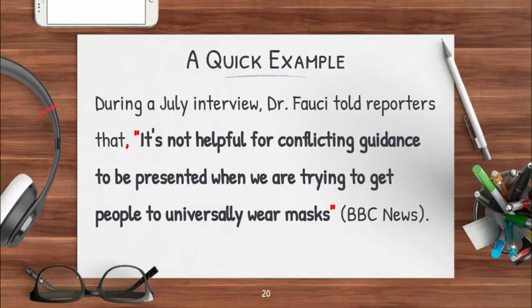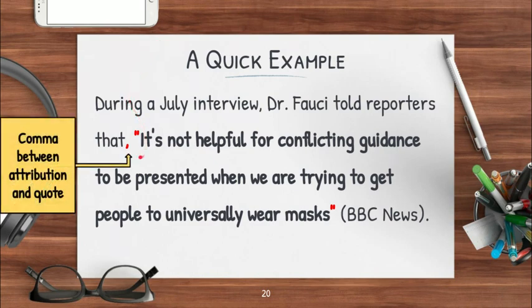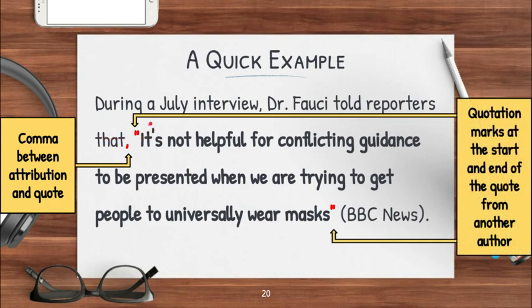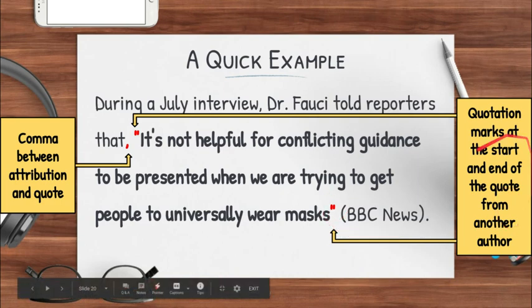A quick example, right? During a July interview, Dr. Fauci told reporters that, quote, it's not helpful for conflicting guidance when trying to get people to universally wear masks. If you look carefully at this, there's the comma between the attribution, during the July interview, Dr. Fauci told reporters that, those are the students' words. And then the quotation marks at the beginning and at the end of the quote show that it came from another author.